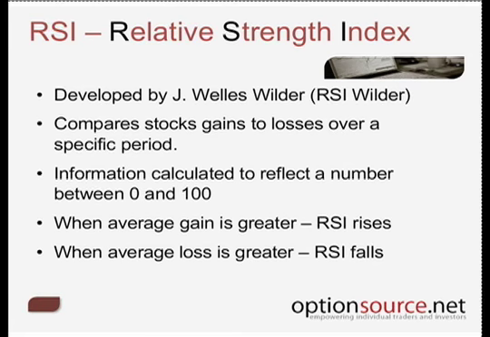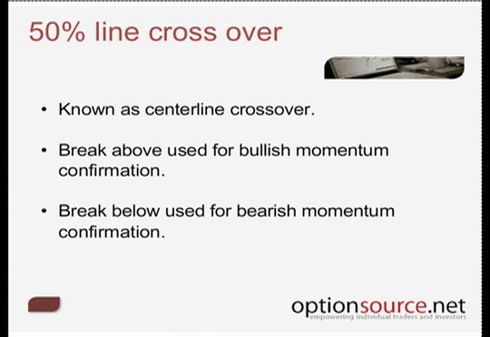So what we also do is we add what's known as a 50% line. And this particular mechanism for identifying directional bias is known as a center line crossover. The idea is that if it breaks above the center line, it's showing a lot of momentum to the upside. If it's breaking below that 50% line, then it's suggesting that momentum is building to the downside.